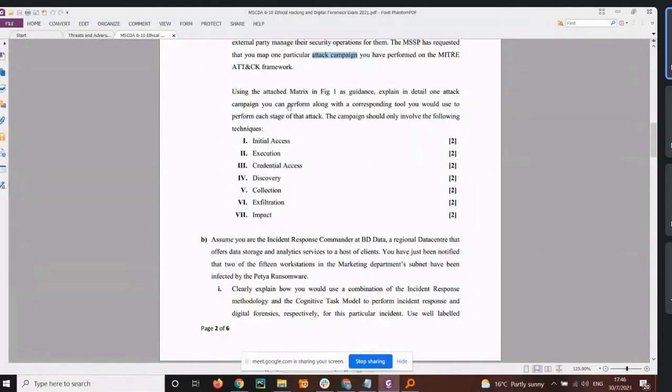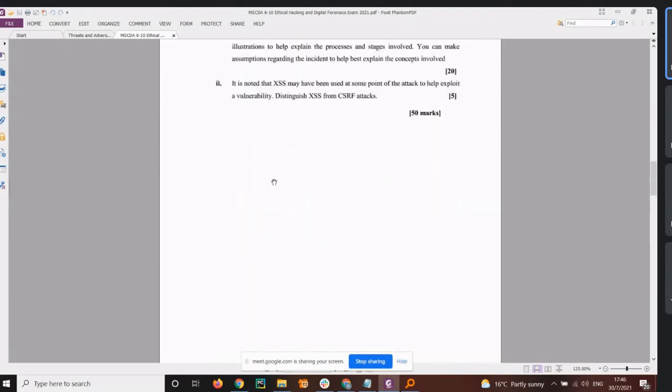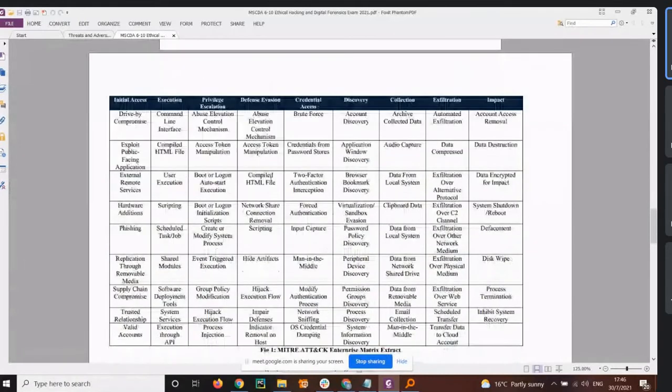So, using the attached matrix in figure one as guidance, explain in detail one attack campaign you can perform, along with the corresponding tool you would use to perform each stage of the attack. The campaign should only involve the following tactics: initial access, execution, privilege escalation, discovery, collection, exfiltration, and impact. So figure one is this particular diagram, which is here.